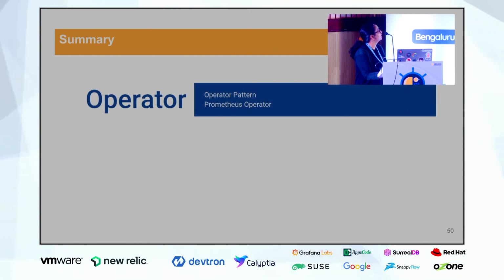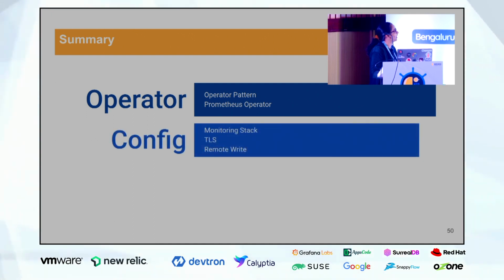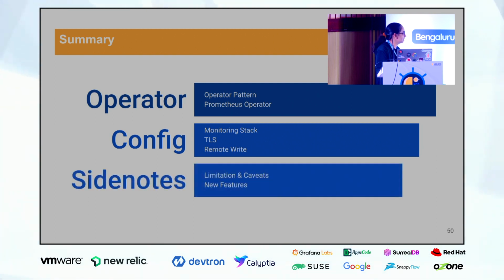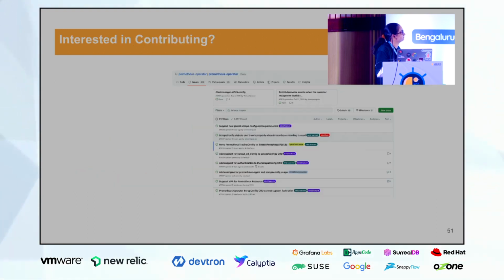So that's all. We discussed the operator pattern, and we talked about the Prometheus operator and its features and the various CRDs available, and also some of the common features like how security can be enabled and how to do remote write. We also discussed some of the limitations and the new features.